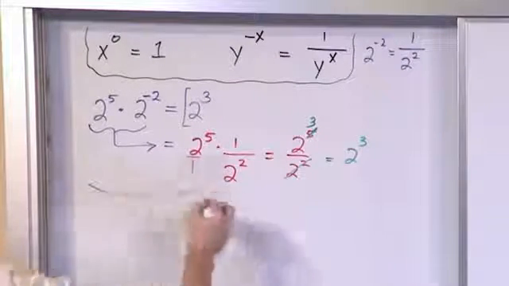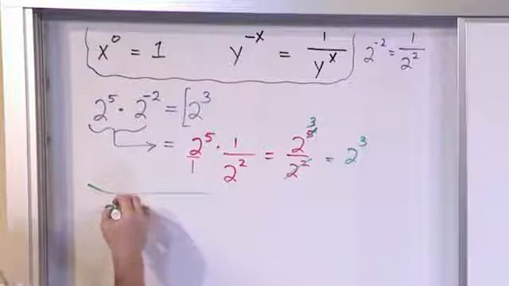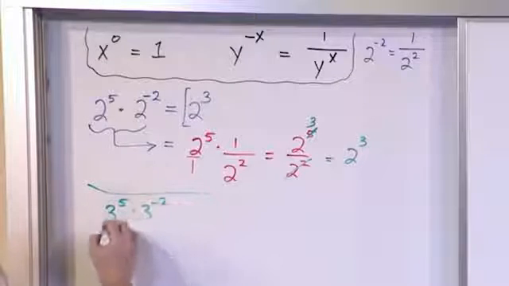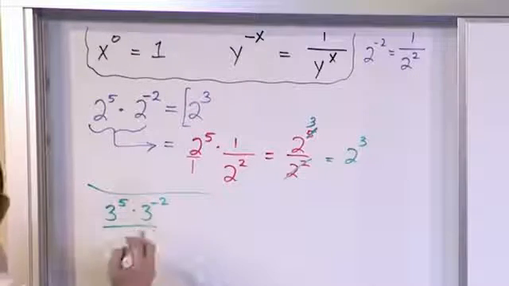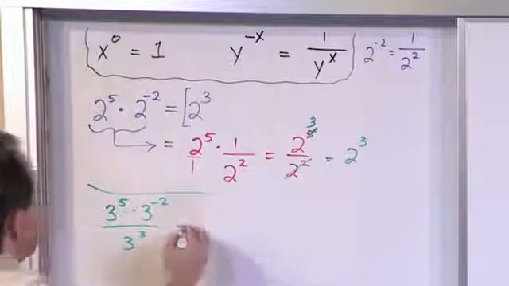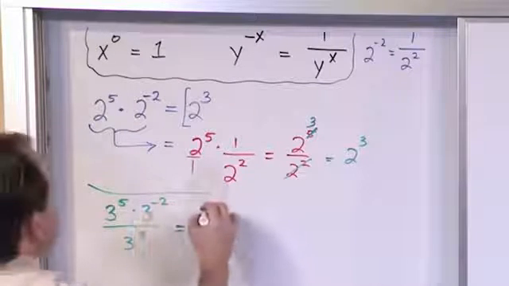So let's continue to build our skills. Let's say we have 3 raised to the 5th power times 3 to the negative 2 power over 3 to the third power. And again, there's many ways to do it. I could add these exponents on the top and then I could simplify, but I want to show you different ways to do things. So let's take this 3 to the negative 2 and move it downstairs.